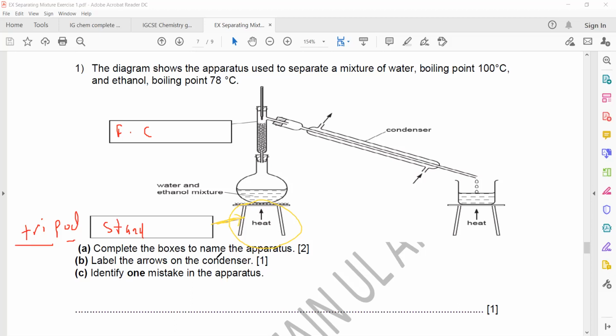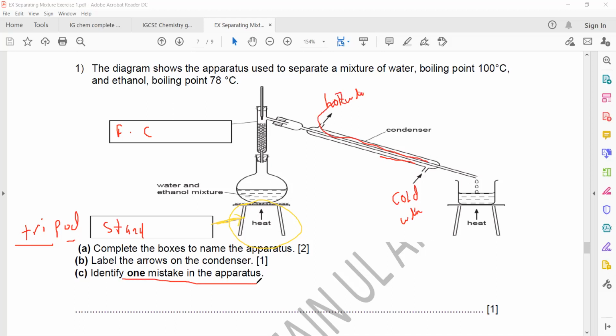Then label arrows on the condenser. For a condenser, the cold water always enters and the hot water goes out. Why does the water become hot? Because when it is moving, it absorbs the energy from the vapor and then it leaves.